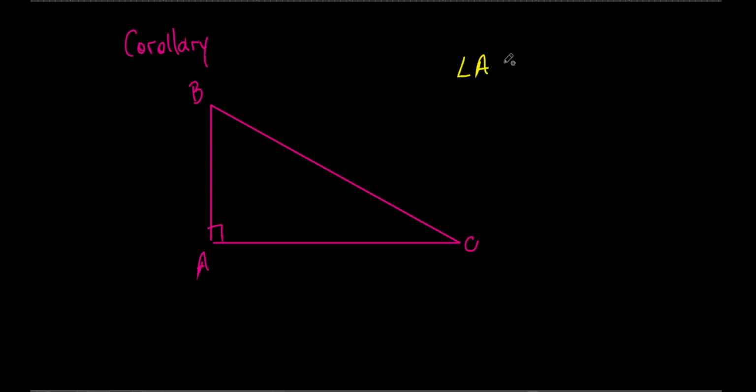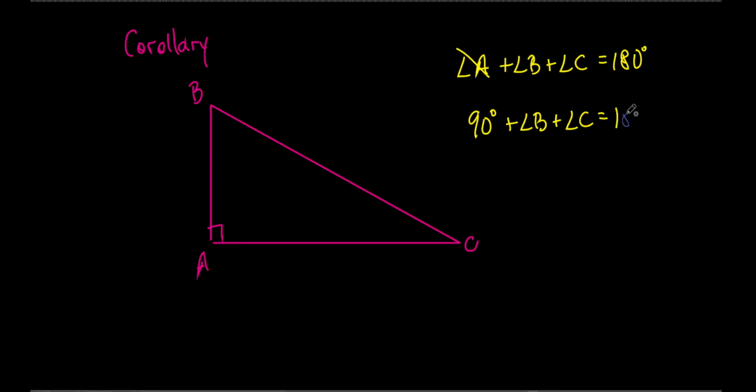Right, so watch. Angle A plus angle B plus angle C is going to equal 180. Agreed? Because it's a triangle, and all three angles of any kind of triangle, not just because it's a right triangle, but any triangle, is 180. What did you just tell me about angle A? Angle A is 90 degrees. So let's replace that with 90 degrees. So 90 plus angle B plus angle C is equal to 180.